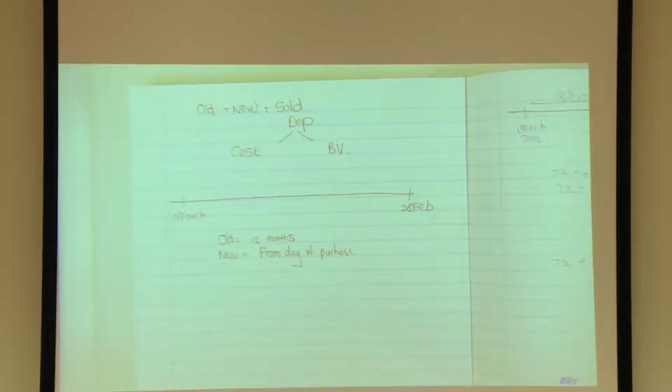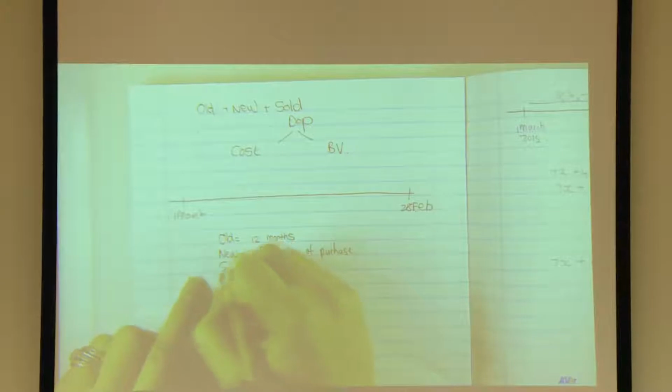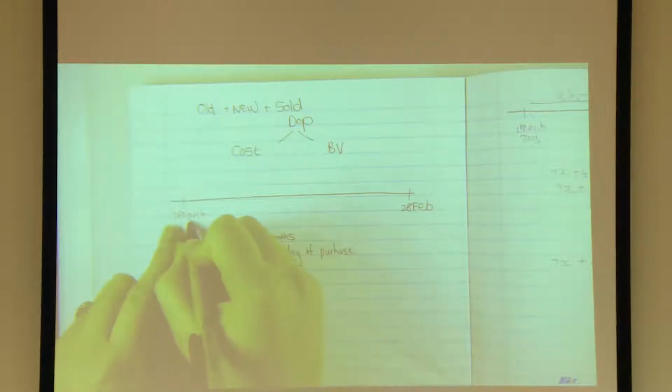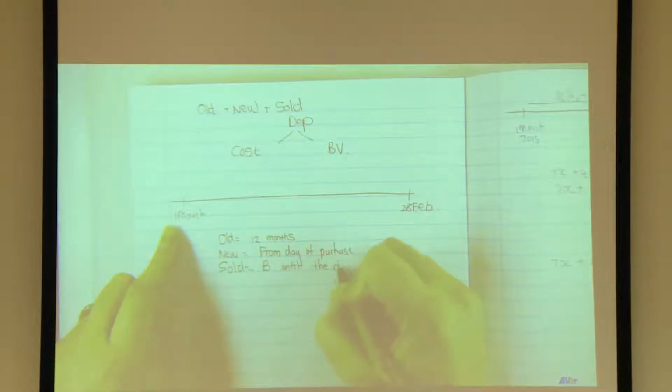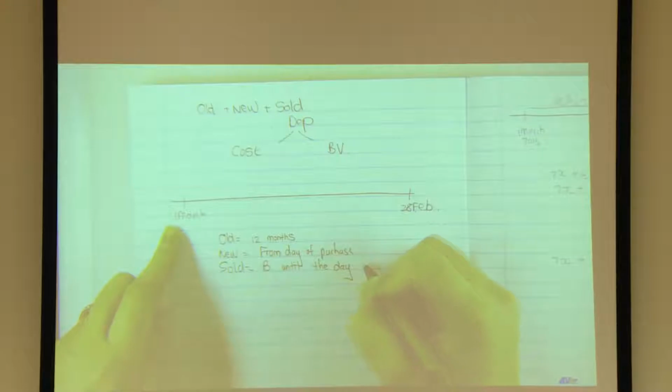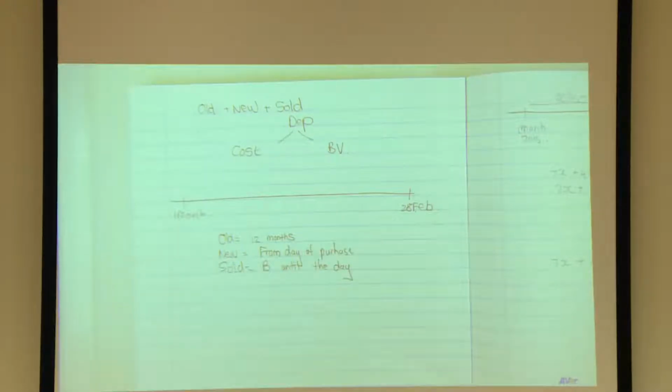Right. When we calculate on that which we've sold, it's always from the beginning of the accounting period until the day on which we sold it.